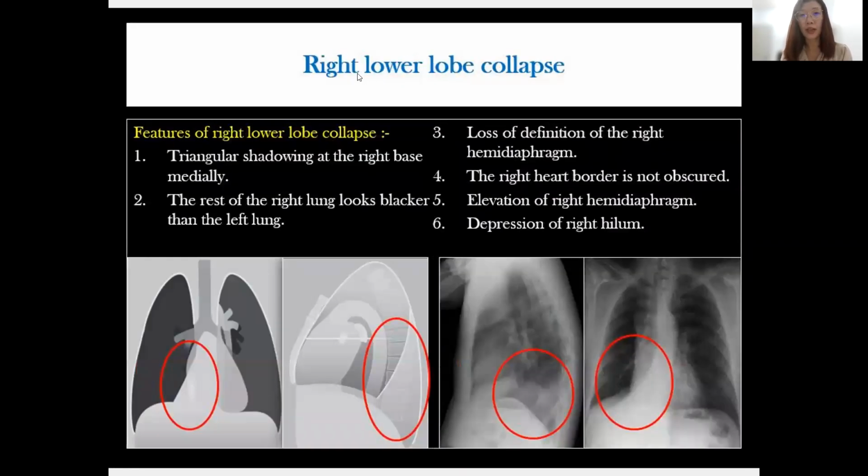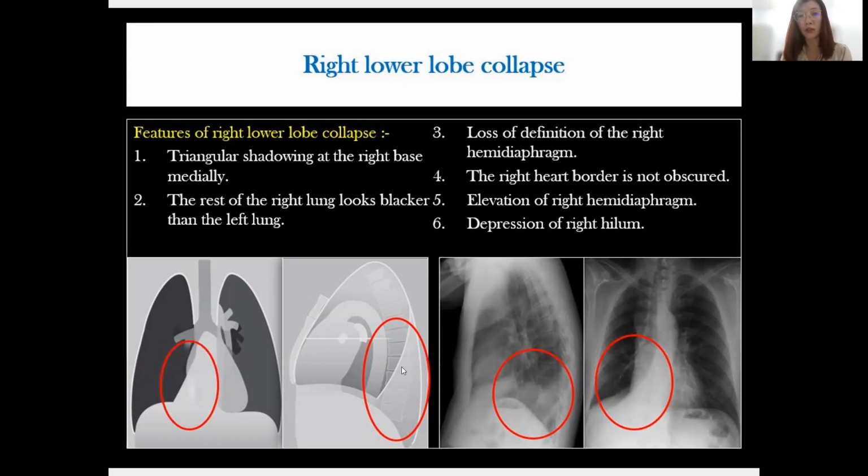Then next we go to right lower lobe collapse. You will see a significant triangular shape opacity overlapping with the right heart border. This is always pathognomonic for right lower lobe collapse.